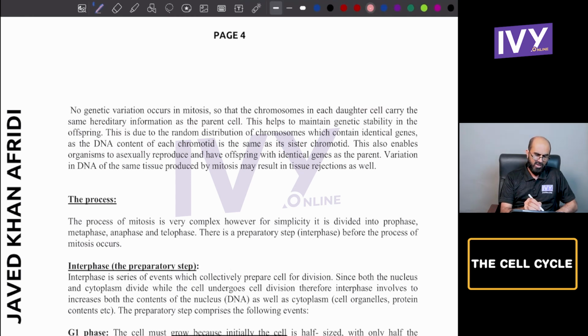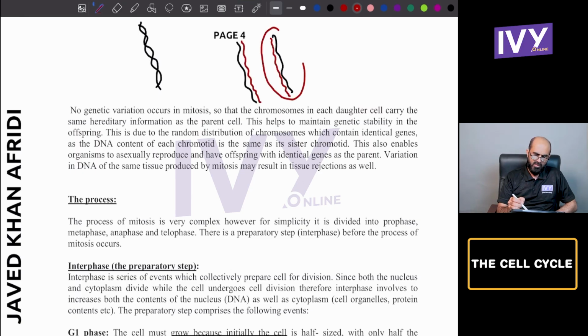So, as I told you, this is one DNA molecule with two strands. Now let me draw it more elaborately. If this is one DNA molecule, and both strands have the complementary base pairing system, then when they separate from one another, each one makes a new copy. Now both of these molecules will be identical to one another, so there will be no variation in the DNA molecule. That's why we say this is due to the random distribution of chromosomes which contain identical genes.